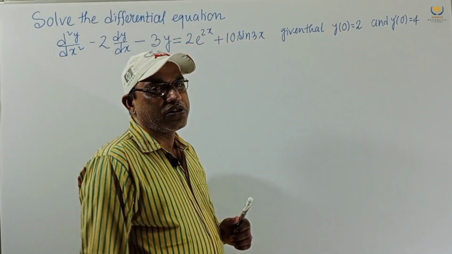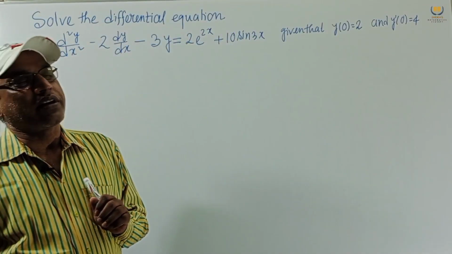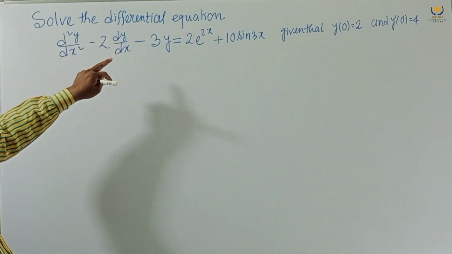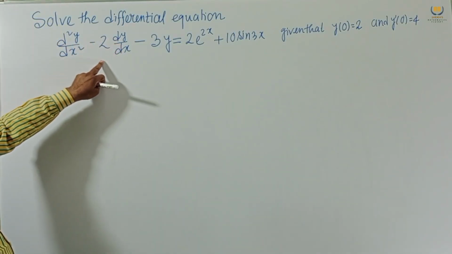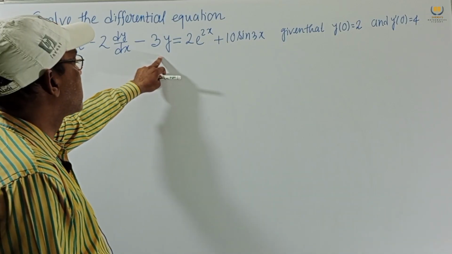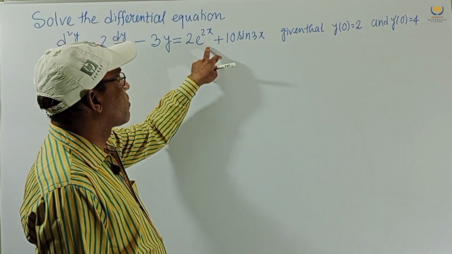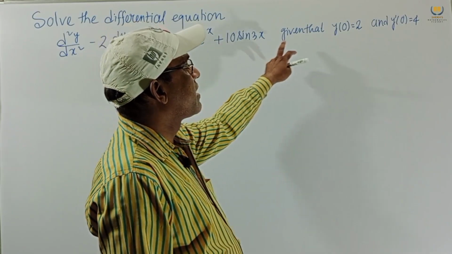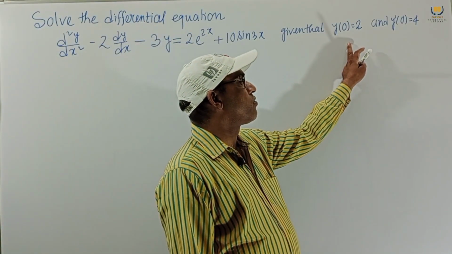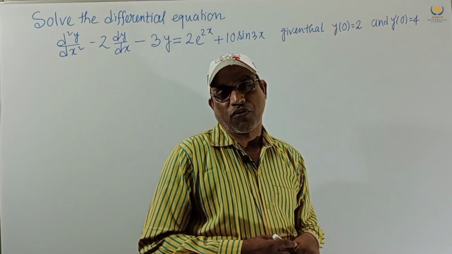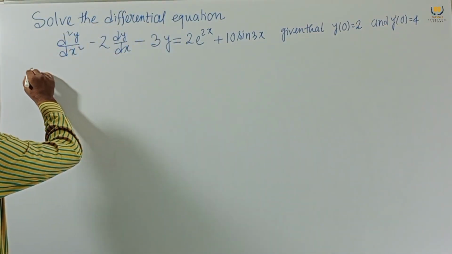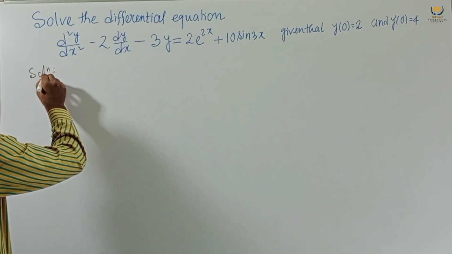If the right hand side is non-zero, we have to find a particular solution. So solve the differential equation d squared y by dx squared minus 2 dy by dx minus 3y equal to 2 e to the power 2x plus 10 sin 2x, given that y of 0 equal to 2 and y dash 0 equal to 4. These are the given conditions. Now the solution, we can write this.